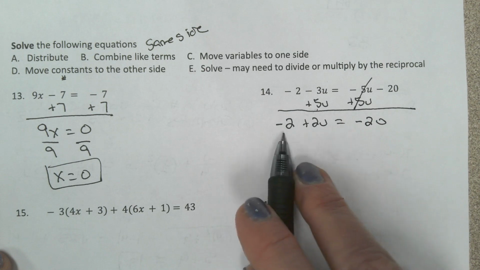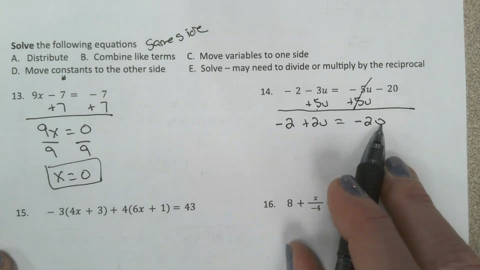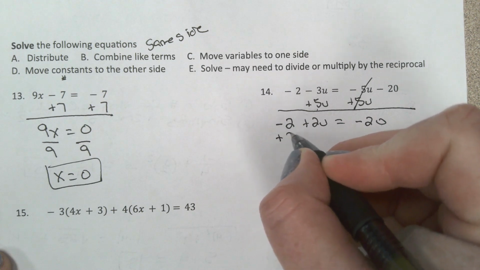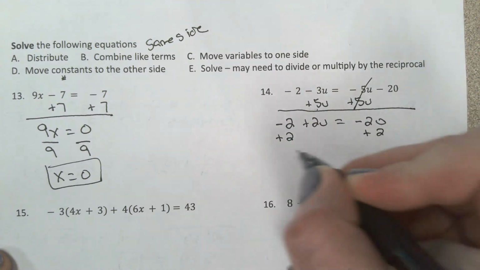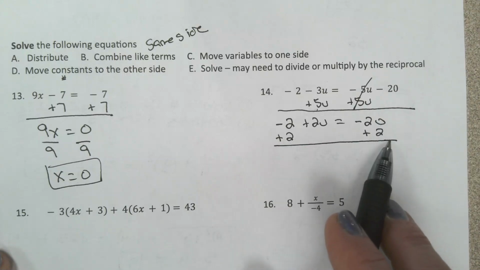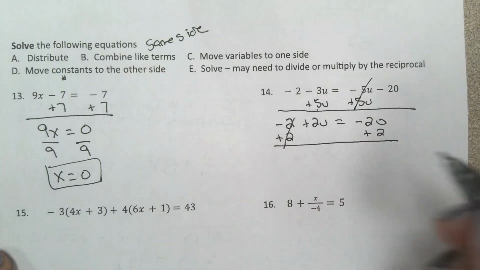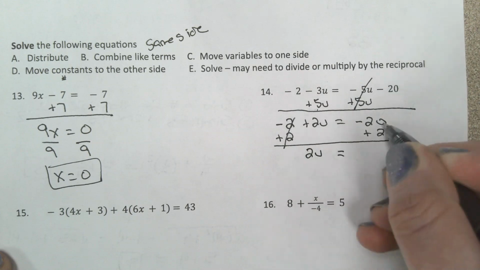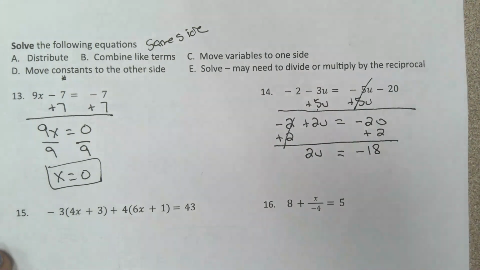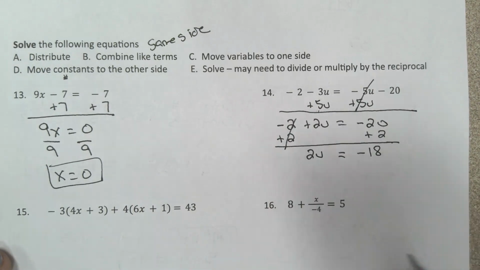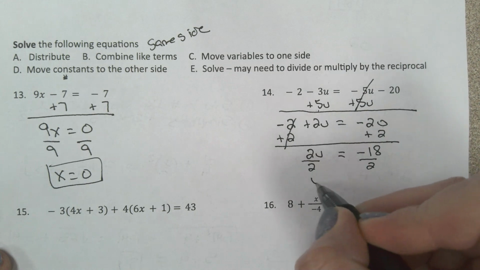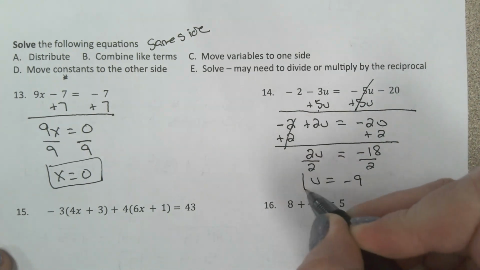All right, my u's are over here. Now I need to send my numbers to the other side. I'm going to undo this -2 by going +2 to both sides. So you have to remember, whatever you do to one side, you have to do to the other side. That's how we keep equations in balance. -20 plus that is -18. 2u is multiplication. I undo multiplication by dividing both sides. And u equals -9.